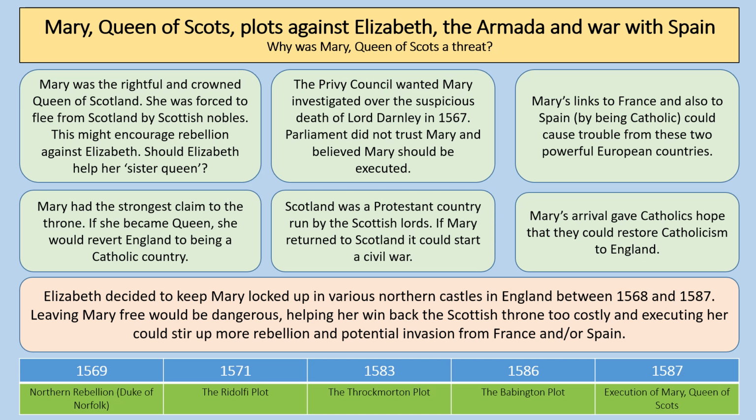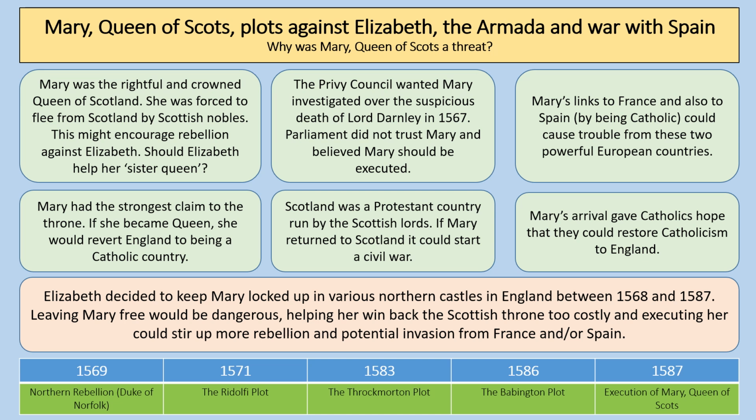So why was Mary Queen of Scots a threat? Well, Mary was the rightful and crowned Queen of Scotland. She'd been forced to flee from Scotland by Scottish nobles, which might encourage rebellion against Elizabeth. And Elizabeth was always torn between whether she should help Mary Queen of Scots as her so-called sister queen, or whether Mary was actually a real threat to her.